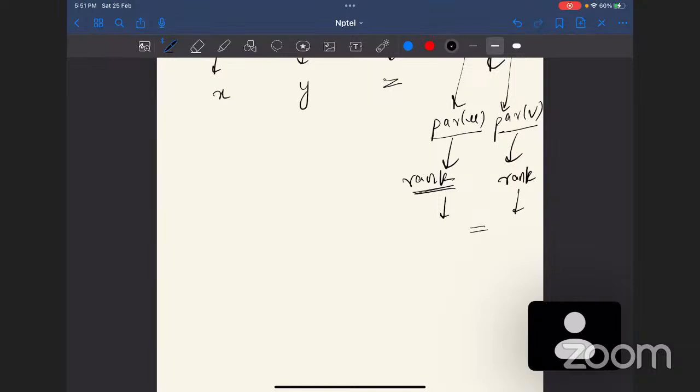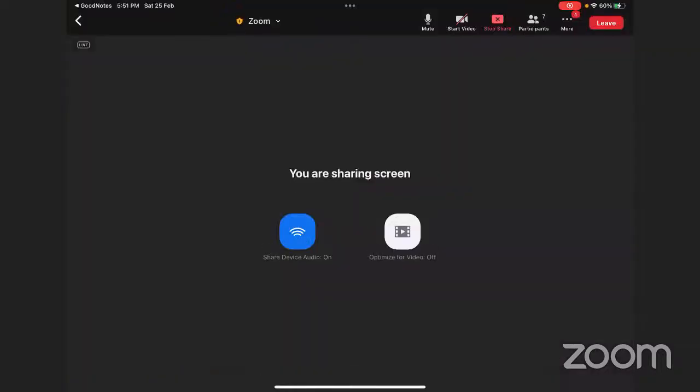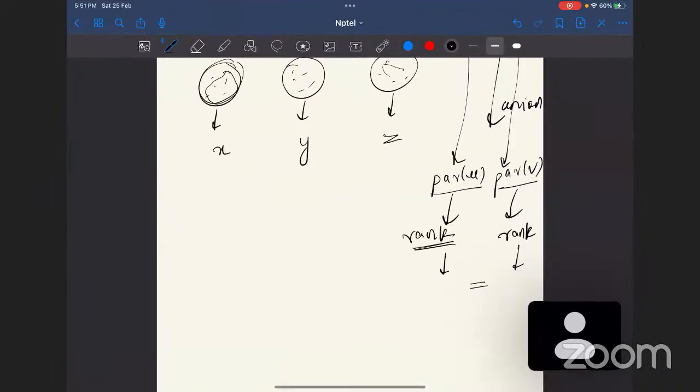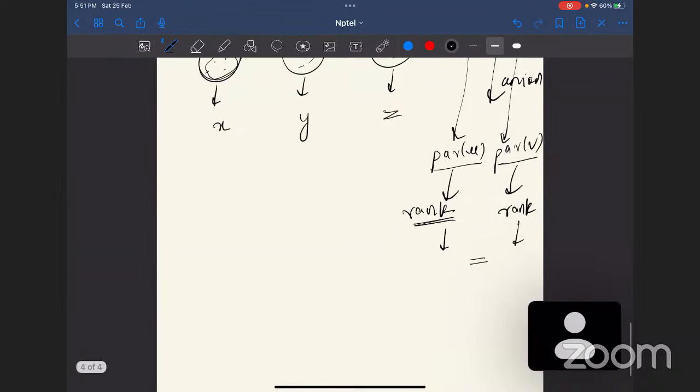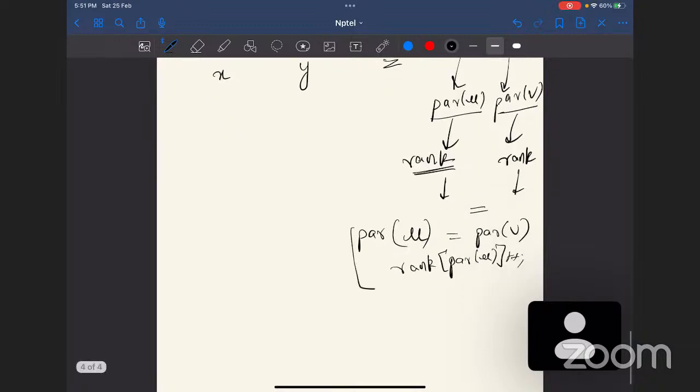What do we do? Let's say both the ranks are similar. Then what we will do is we will assign parent of U as parent of V, and we will update the rank of parent of U by 1. Okay, so we'll do this operation.